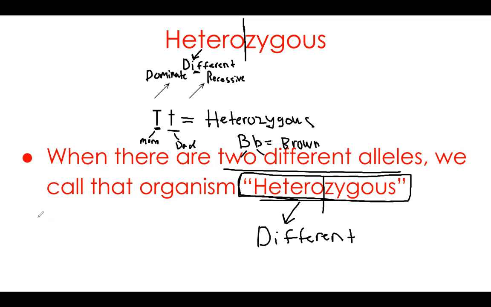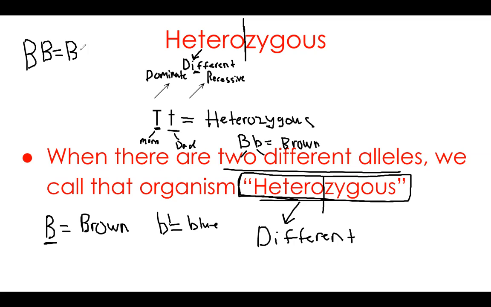Right? So, for example, if we go back to the eye color, uppercase B codes for brown, lowercase b codes for blue. If I have an organism that has two dominant alleles, we know that according to my code, this organism will have brown eyes.